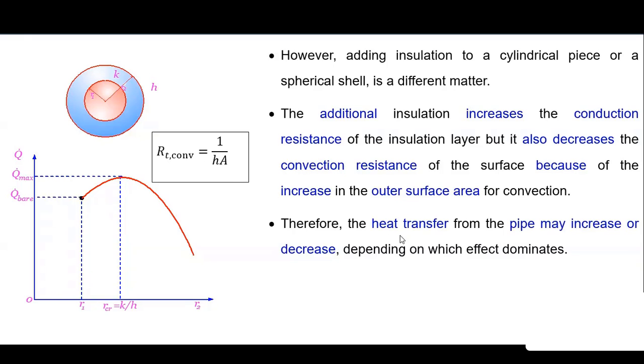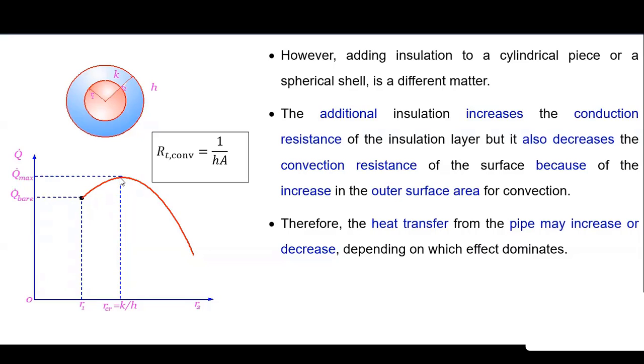Therefore, heat transfer from the pipe may increase or decrease depending upon which effect dominates, whether the conduction effect or the convection effect is dominating. Depending upon that, the heat transfer rate may increase or decrease. If you plot it on graph paper, with the rate of heat transfer plotted along the outer radius r2, you will find that the rate of heat transfer increases, reaches a peak value, that is what is called Q max, and then once again it starts to fall.